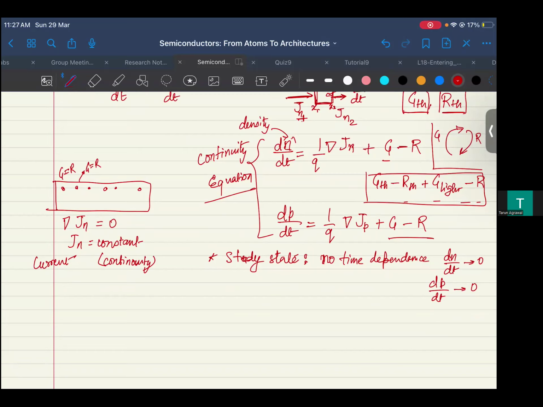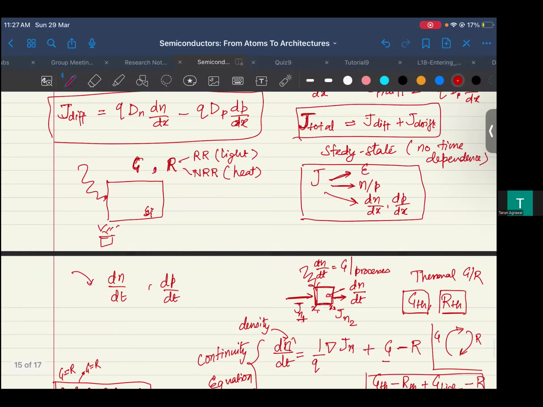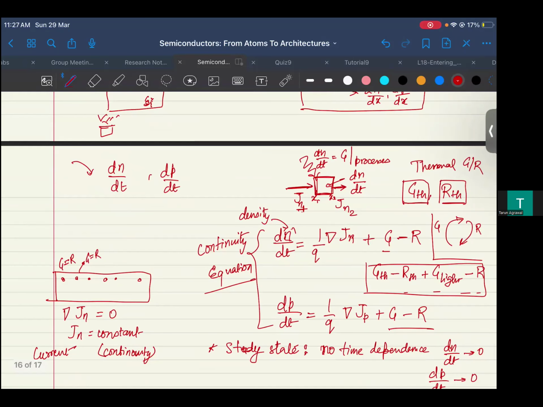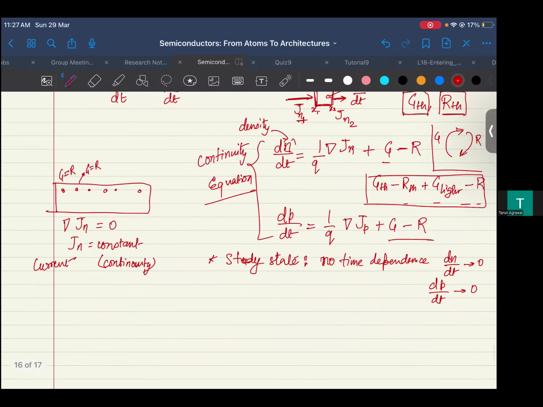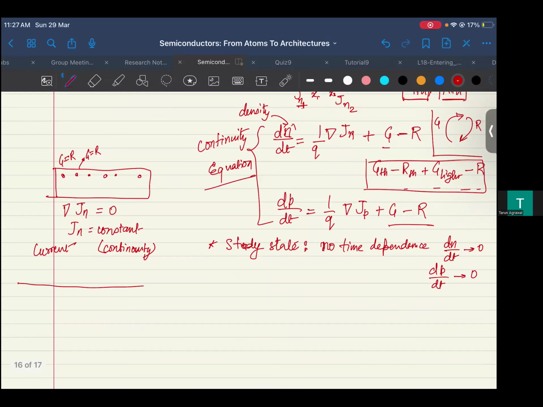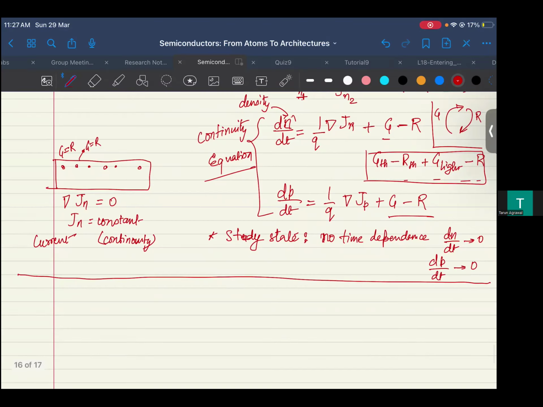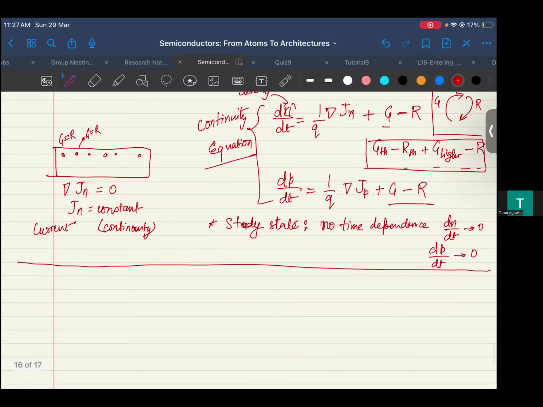Okay, so now we have seen the transport equation. We have seen how the current or these carriers are generated through different processes. Now there is one more important thing left, and I would not spend too much time on it because you have probably gone through it in 12th, where you have studied it.